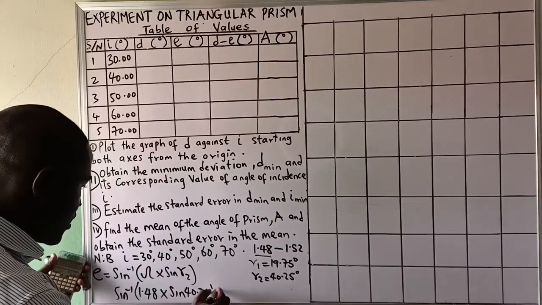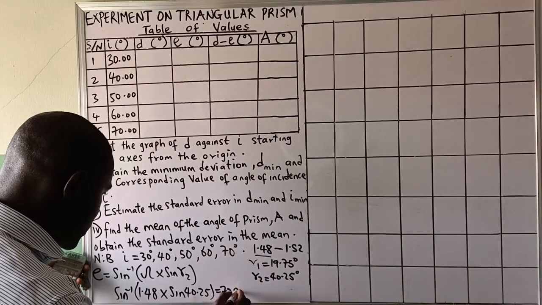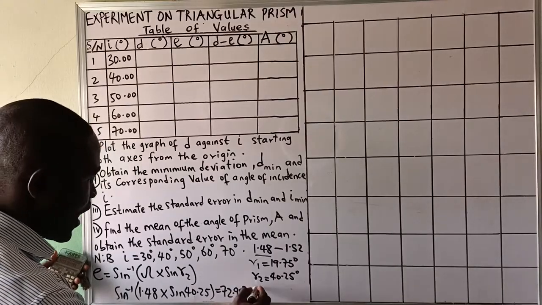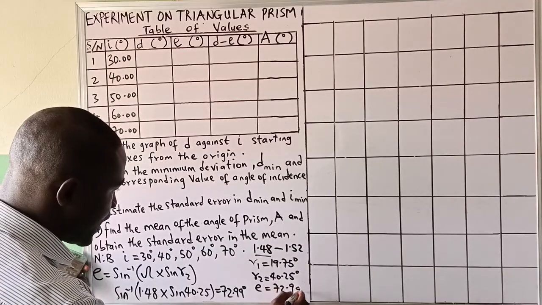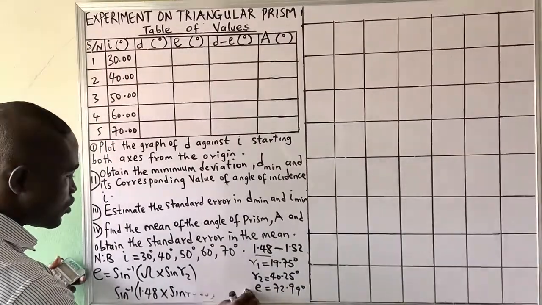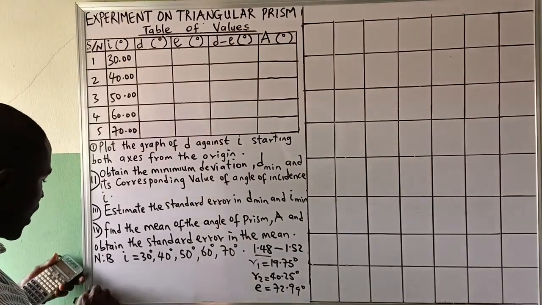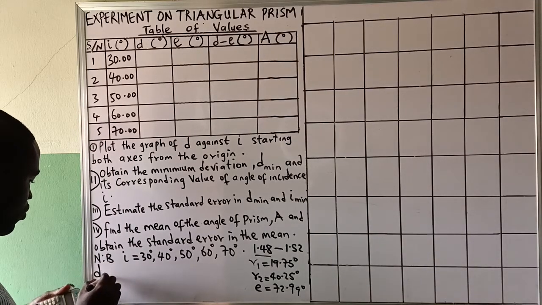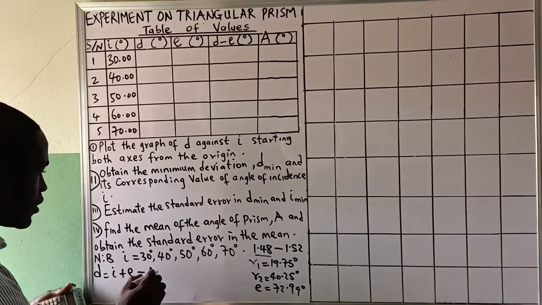That will be giving me 72.99 degrees. So I'll be having my E to be equal to 72.99 degrees. I will say okay. Then that goes to D. What is the formula we are to use to get the D now? We remember that D is equal to I plus E minus A.